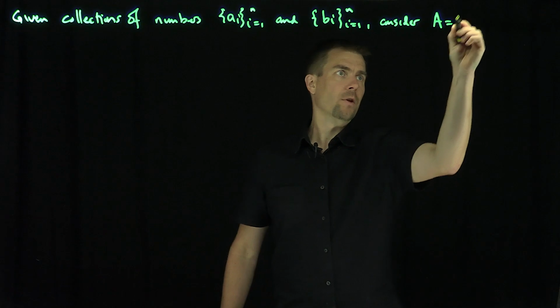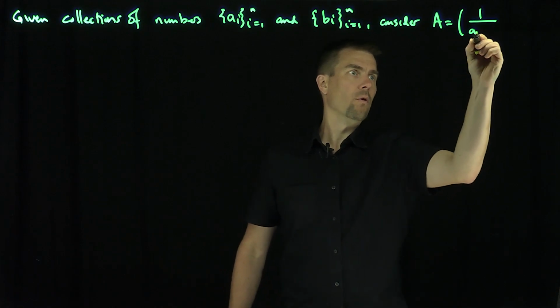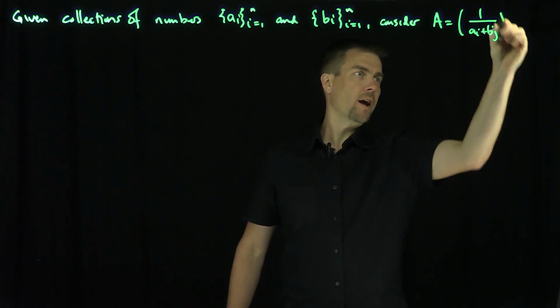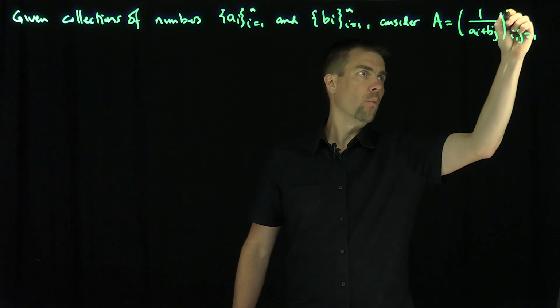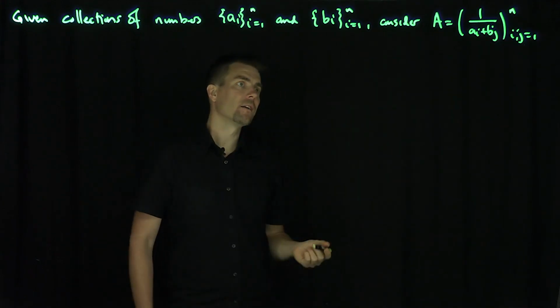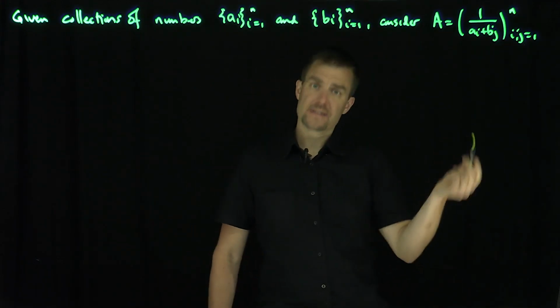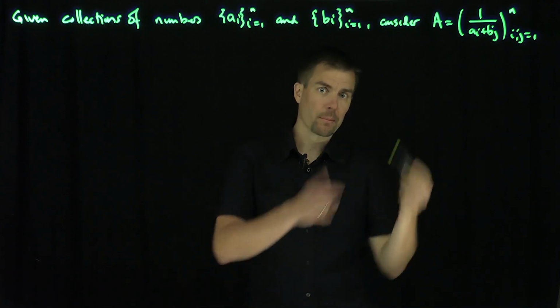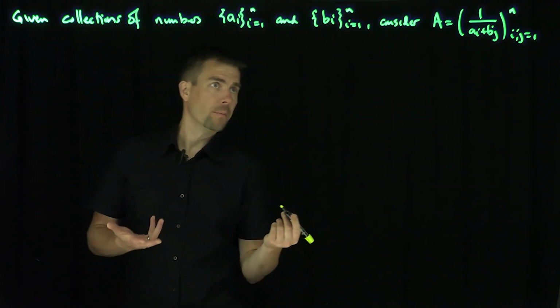Consider the matrix A, which is formed from 1 over a_i plus b_j, where i and j go from 1 up to n, provided, of course, that a_i plus b_j is never equal to 0. Otherwise, we get a problem with this, right? So I want to compute the determinant of A.